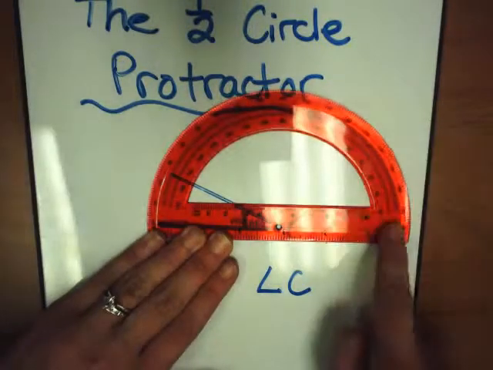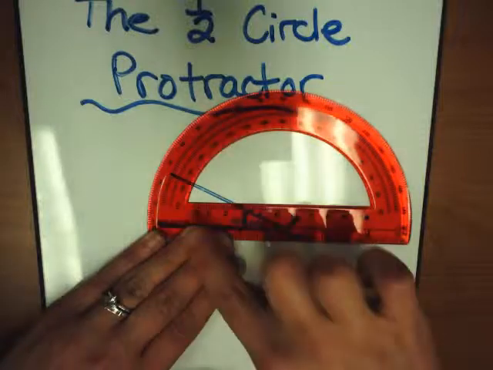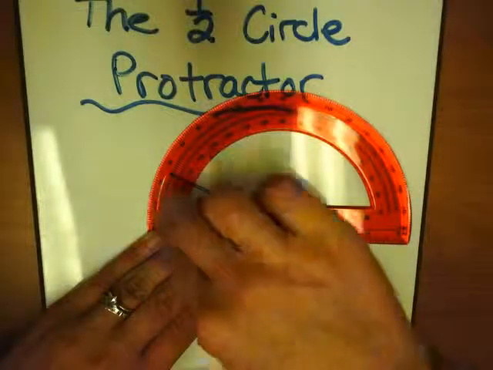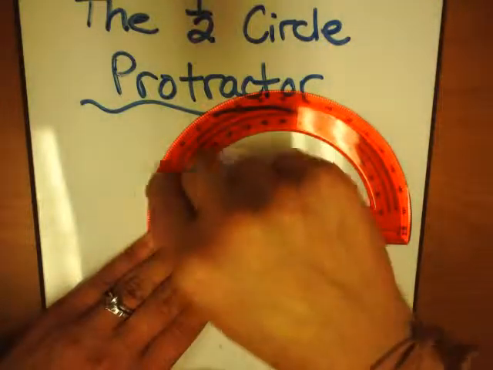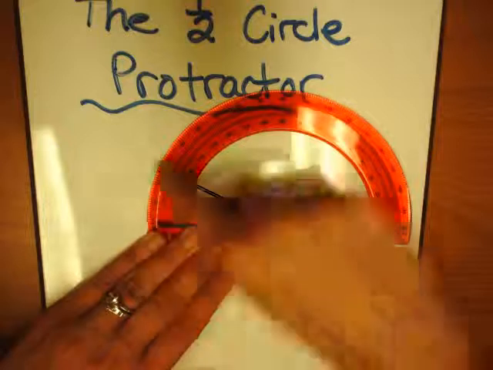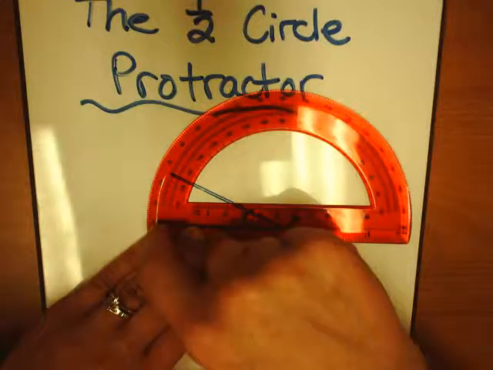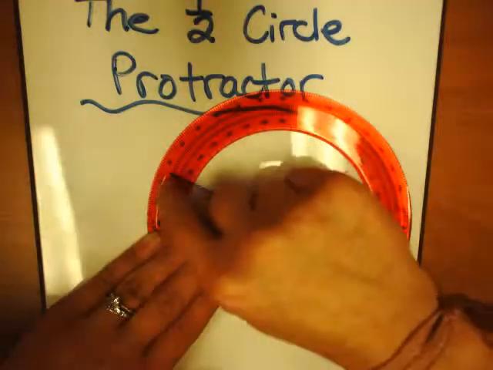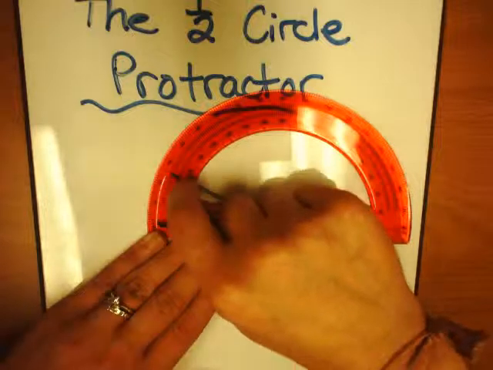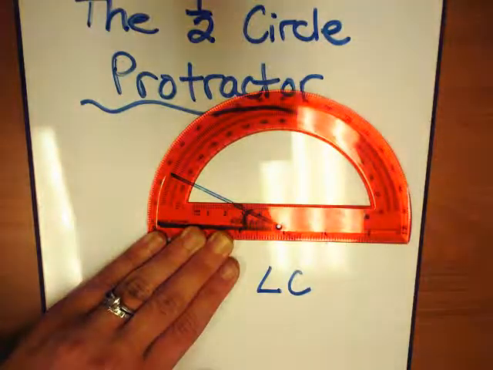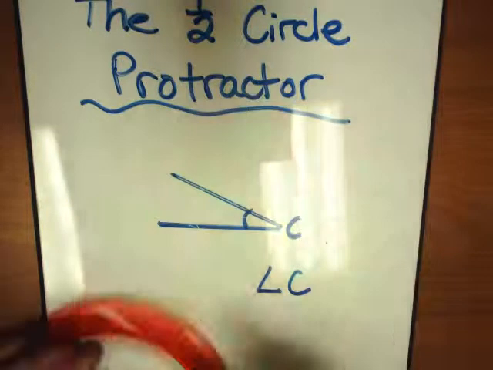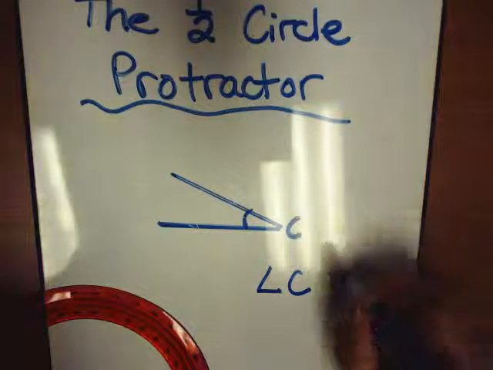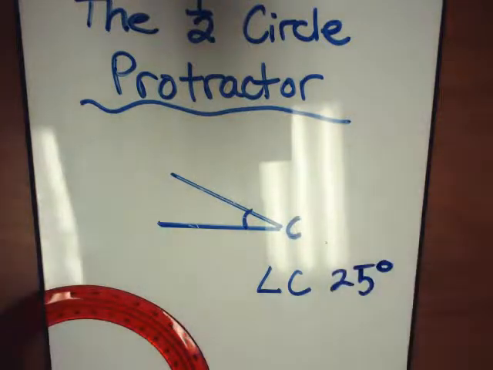Okay, that was measuring from here to here, but I want to know from here to here. So I have to look at my outside numbers here because it goes from 0 to 180 this way. So I look at 0, and it's in between the 20 and the 30. So what is my angle measure here then? 25, okay? So this angle measure is 25 degrees, okay?